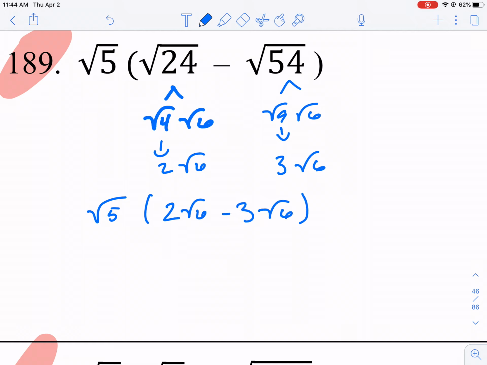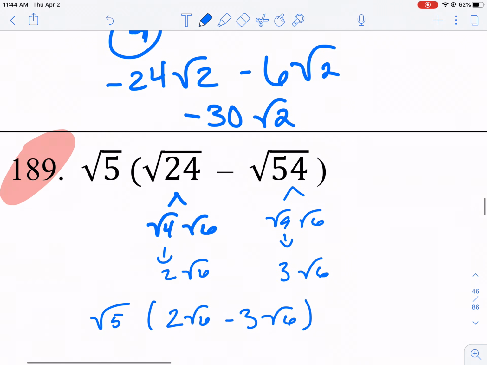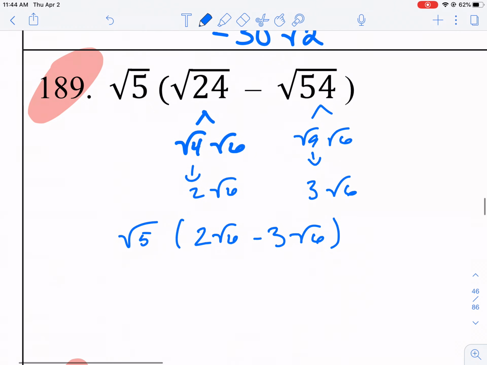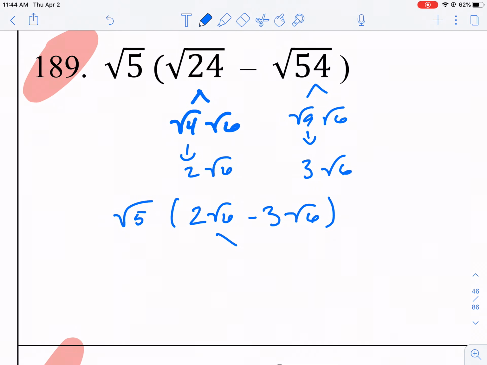Now, by breaking them down first, let's just review here. I multiplied, then I broke them down, and I was able to combine them. Well, here, I'm going to go ahead and combine them right now. And so now I have the square root of 5 times a negative 1 square root of 6. And now I'm actually going to multiply these two together, and that becomes a negative square root of 30.